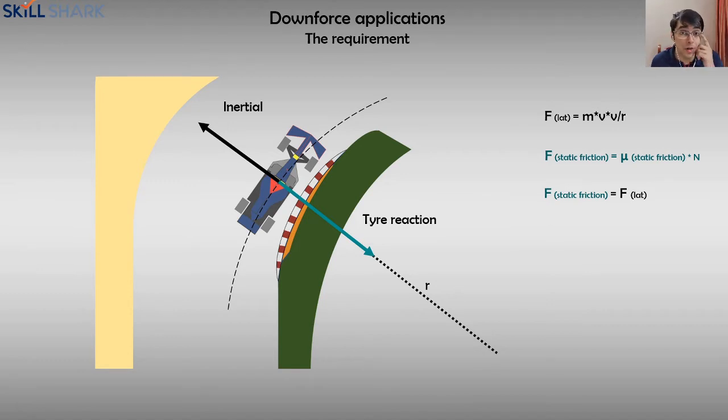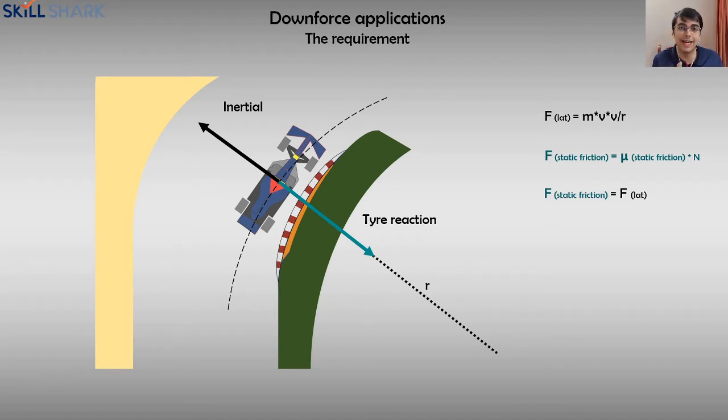But you reach a point where that lateral force gets too high. And when do you reach that point? When your velocity is way too high, you reach a point where the lateral force overcomes that limit of static friction, mu s times N. So at that point, the car will start sliding. So you want to prevent this from happening.